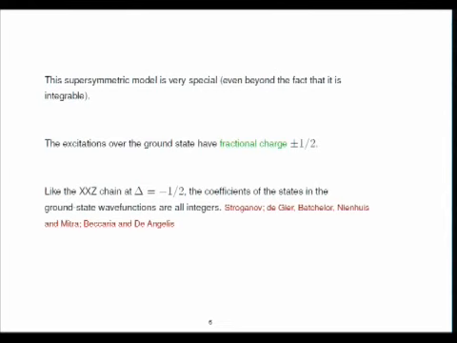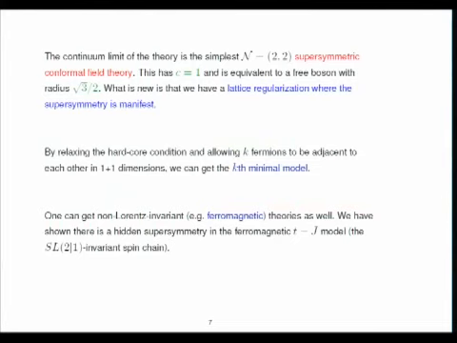Again, with this magical value of delta equals minus a half, you get neat things like, if you look at the ground state wave function, it's an antiferromagnet, so it's a sum over a bunch of states, but all the coefficients of all those states are integers, and those integers have to do with combinatorial quantities like the number of alternating sign matrices. And this all comes up in this very simple to describe supersymmetric model.